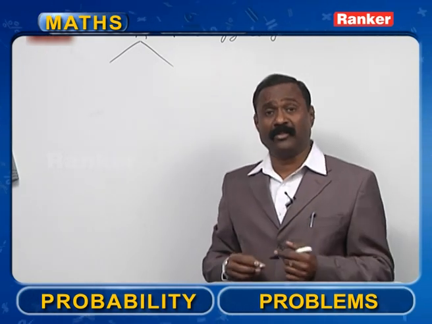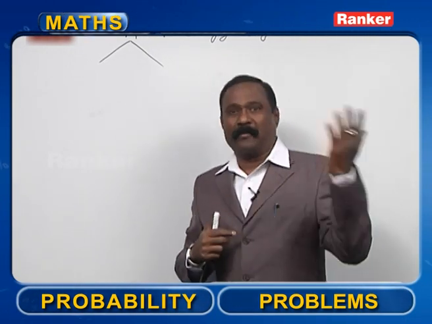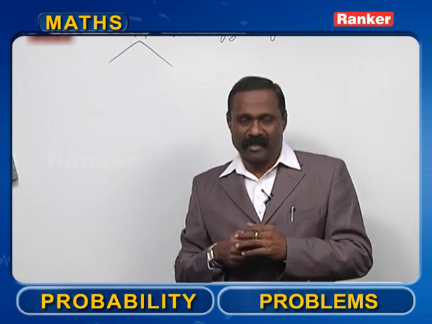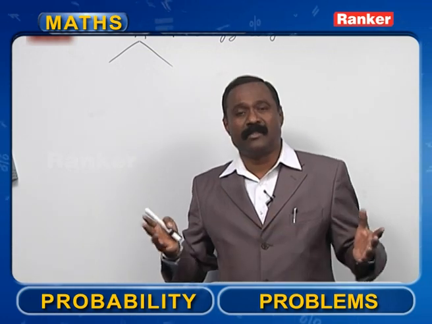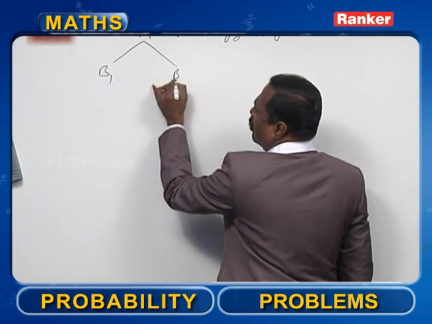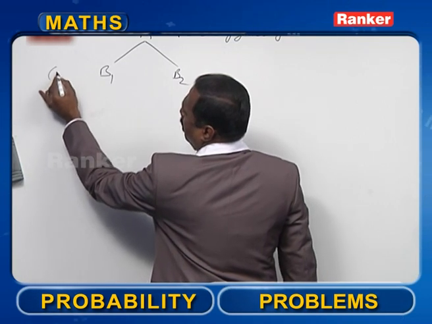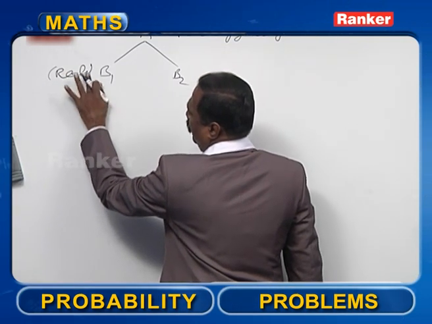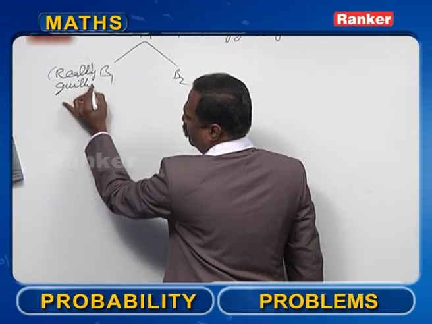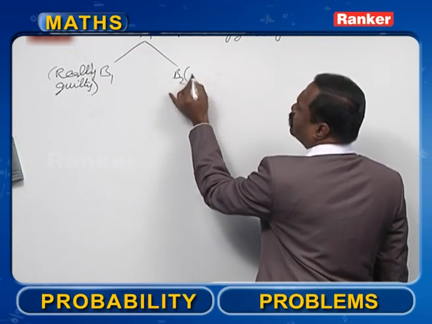In tomorrow's session, we will discuss the mixed problems. I'll take some more problems on Bayes theorem also, because today we have to discuss more on theoretical distributions, that is, probability distributions. Now let us take these two as B1, B2. What is B1? The event of getting really guilty. What is B2? Innocent.